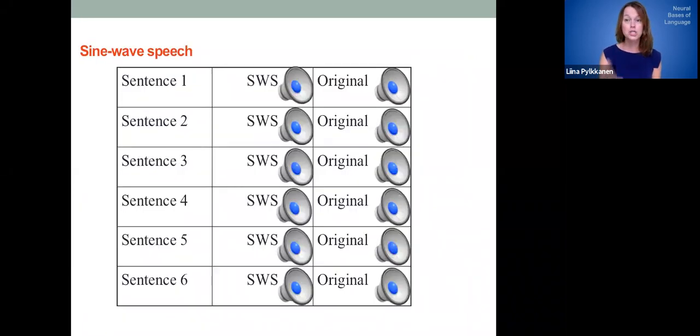Okay, so let's appreciate a few more examples. And here I want to highlight an important difference. What Remez and colleagues reported is that all you needed to know was that the sine wave speech was speech in order to understand it. Okay, so that's one kind of top-down knowledge that you can have. I'm going to hear some speech now, let's see what it says.